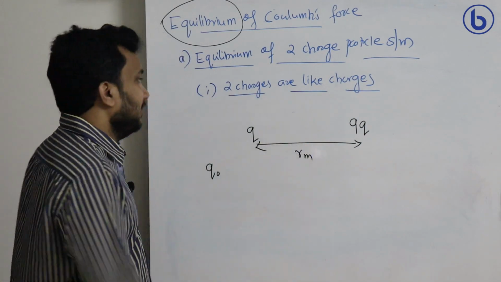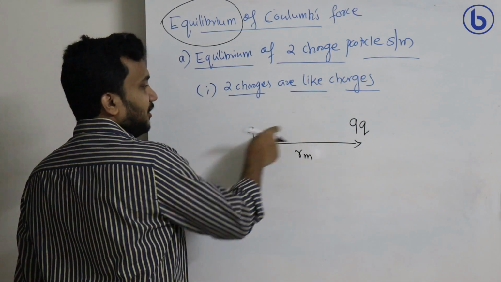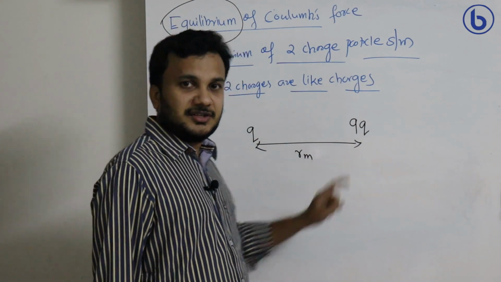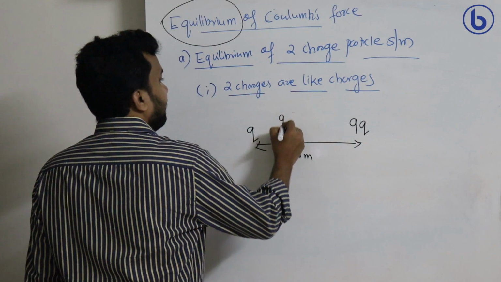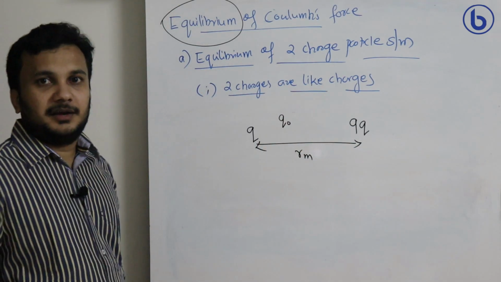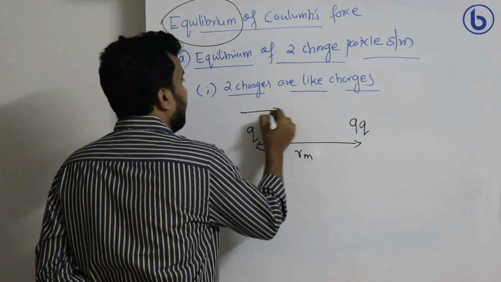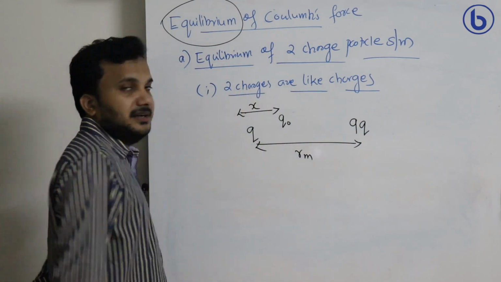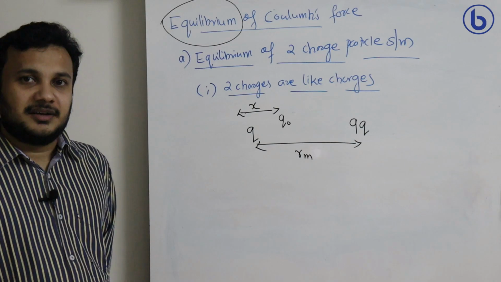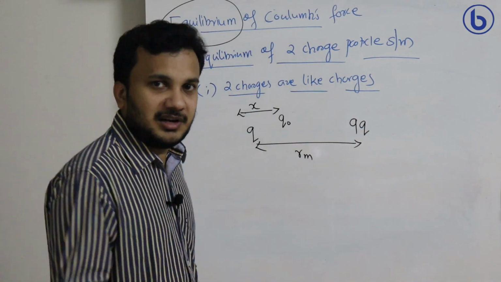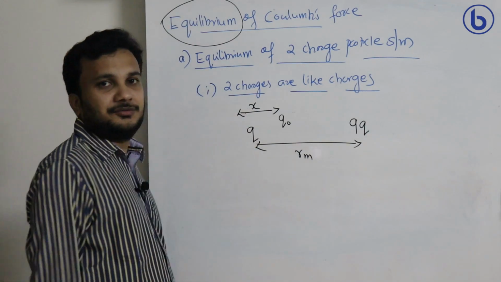Now you will tell, sir, both the charges are positive charges. So definitely it should be somewhere here, Q0, in between the two charges. Now the question will ask, how far away is this from this one, X meter. Just I am giving X. In the real entrance examination question for NEET and JEE, the question will ask, what is the distance value of this X?